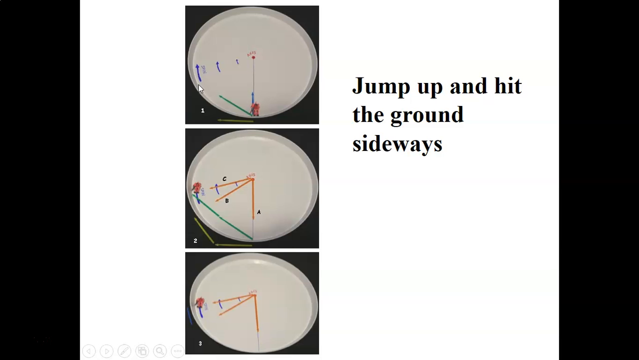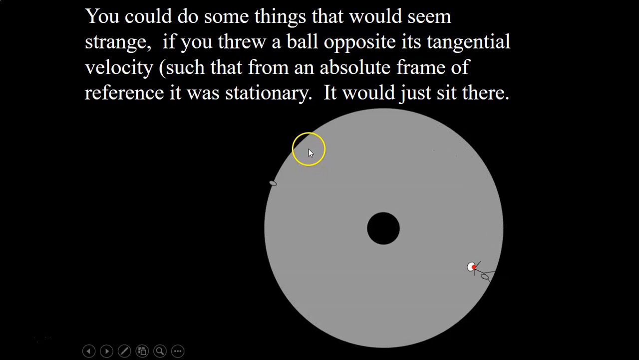The only thing is, depending on the spaceship and how you jumped and all that stuff, you could come back sideways. You could land sideways, so you could jump up and land on your side. Wouldn't that be disorienting? You could also do something really, really cool.